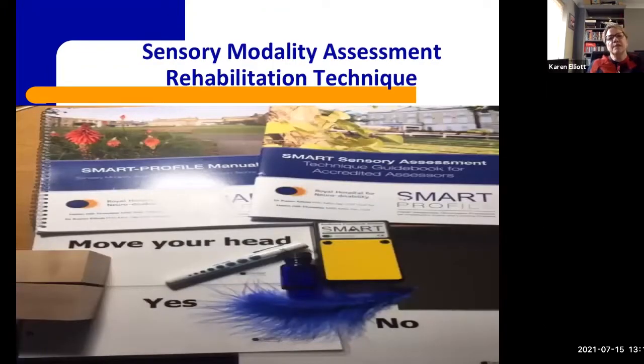So the SMART is a sensory modality assessment and rehabilitation technique, but it's always referred to as the SMART. It was developed to identify a detailed account of a person's responses, so what they're able to do and how they respond. It was also designed to indicate where they are on that spectrum in terms of their diagnosis. And within diagnosis is where they also are, because there is a huge range of responses. It also provides an evidence base to intervention and management plans.